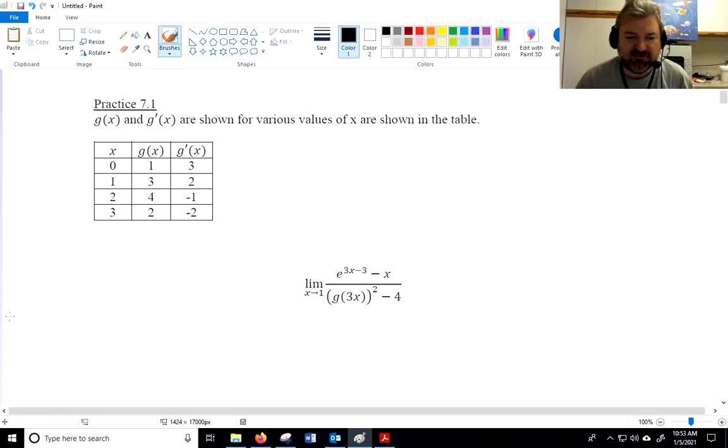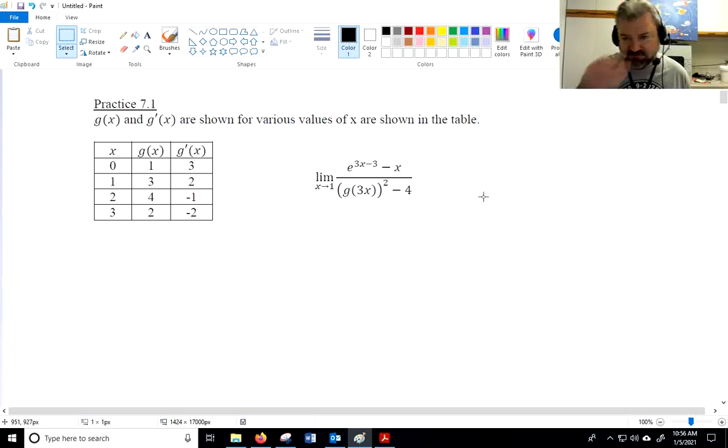All right, you try this practice problem. All right, let's see what we did here. I'm going to move that up there, give myself a little bit of room here. Okay, so we've got a table here, and we're going to evaluate this limit. So let's try the limit of the numerator. Well, that would be e to the 0, which is 1, minus 1, which is 0.